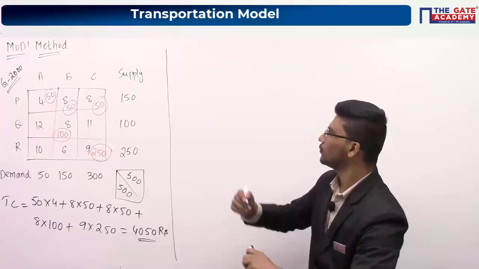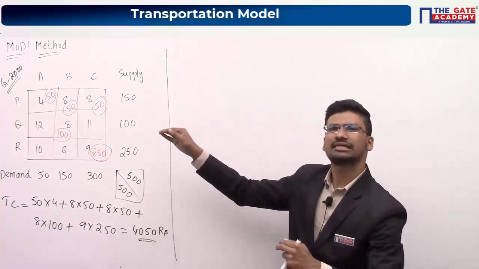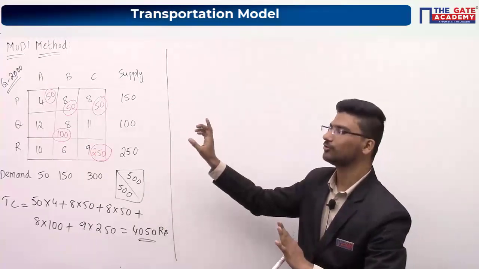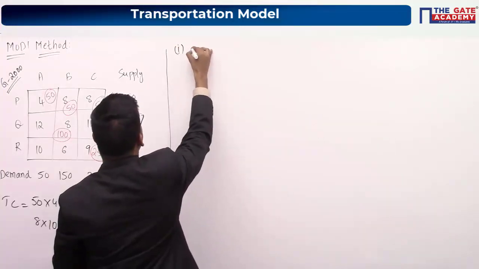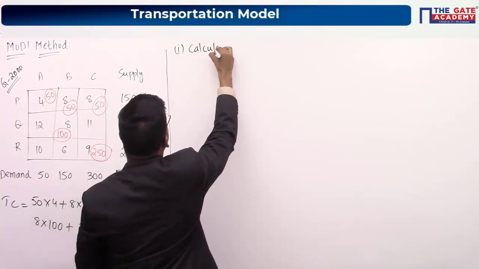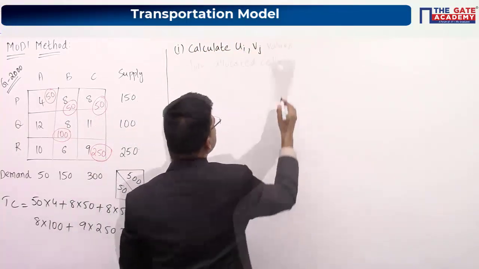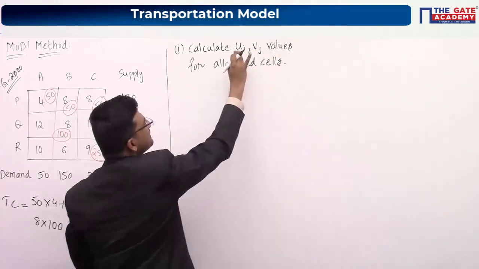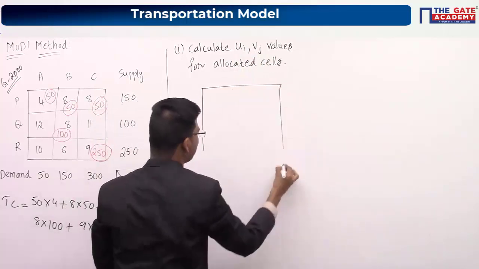We have a series of steps. Again, it is an algorithm, a series of steps which you have to follow to get the solution. In the first step, we calculate the Ui, Vj values. You'll come to know what these Ui, Vj values are once we start this calculation. Please don't worry.